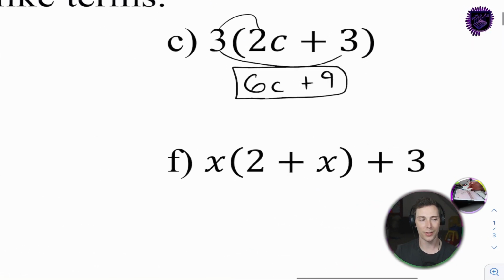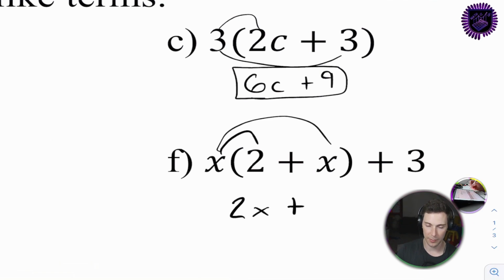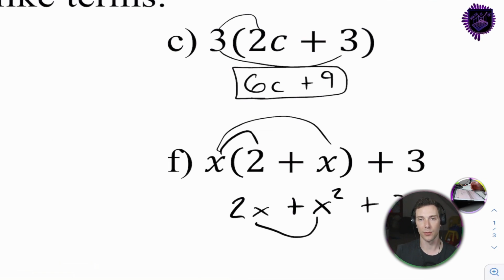Now, we're distributing a variable. Yes, we can do that, and it's not too difficult. x times 2 is, you guessed it, 2x. We're going to add x times x. What's a number times itself? It's the square of that number, so plus x squared, and then plus 3. We cannot combine those; they are not like terms. An x and an x squared are not like terms.